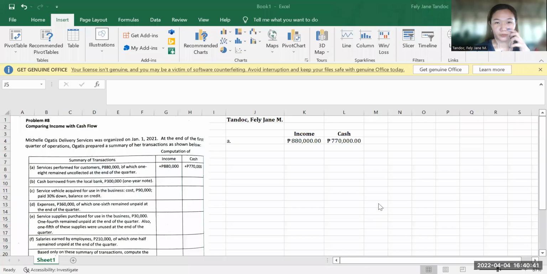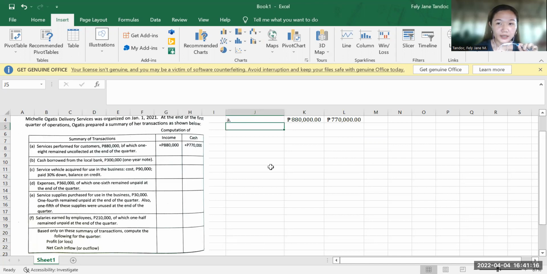I have already prepared an Excel file for this problem. To begin, problem number 8, comparing income with cash flow. Michelle Agatis Delivery Services was organized on January 1, 2021. At the end of the first quarter of operation, Agatis prepared a summary of her transactions as shown below.